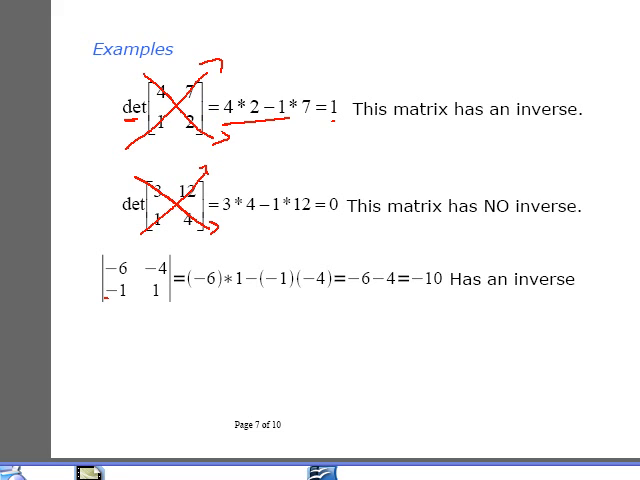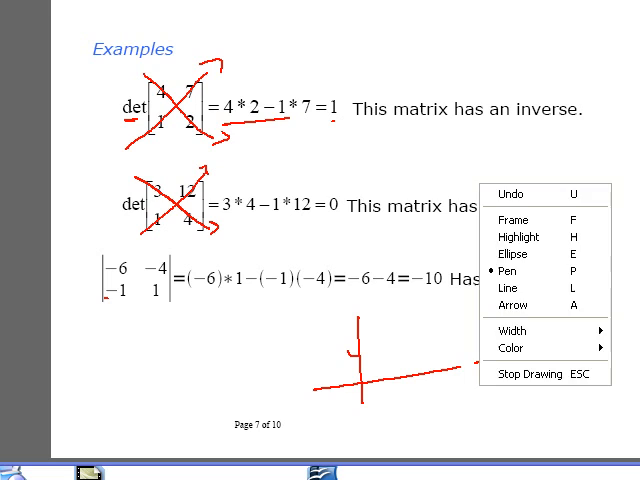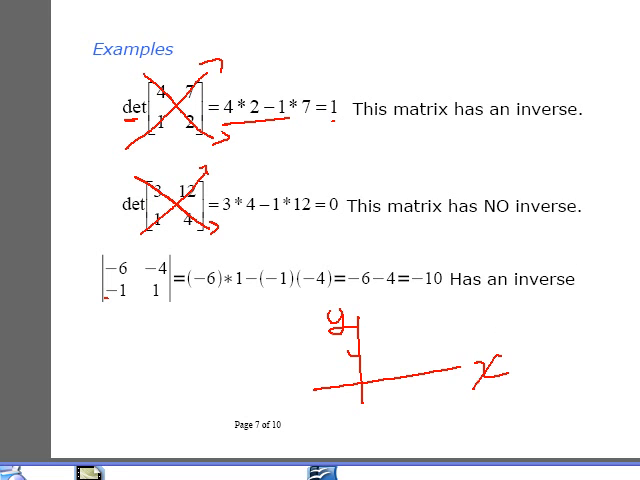Having an inverse is tied to whether the equations are linearly dependent or independent. Remember that when you solve a system of equations, sometimes there was no solution. For example, if I had, say, this was one equation, and you know if you have a solution, then the other equation would intersect that line, and that point of intersection would be the solution. But if these are parallel, they never intersect, so there's no solution.